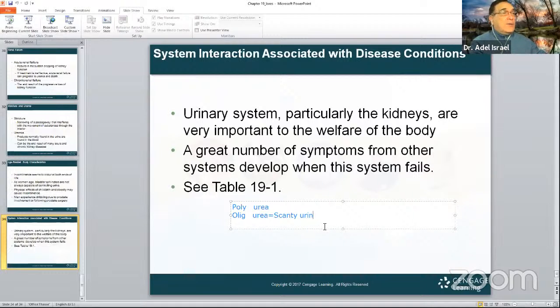Another one I need you to know is hematuria. What we mean by hematuria is blood in urine. Okay. What is the next one? Albuminuria. What does albuminuria mean? Protein in urine. Okay. What else? I need you to know the following.